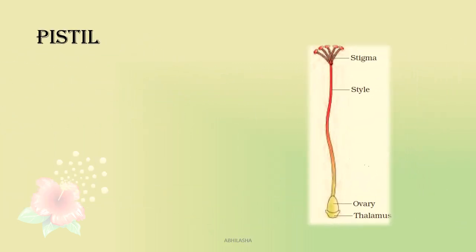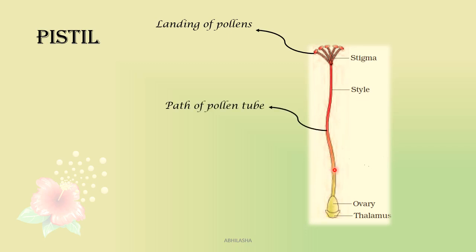Parts of pistil, starting from the top. At the top is the stigma, which is the platform on which the pollen lands after pollination. Then we have the style, or the slender tube through which the pollen tube passes to reach the ovary or the ovule. The lowermost swollen part is the ovary. These three parts together make the pistil or the megasporophyll.